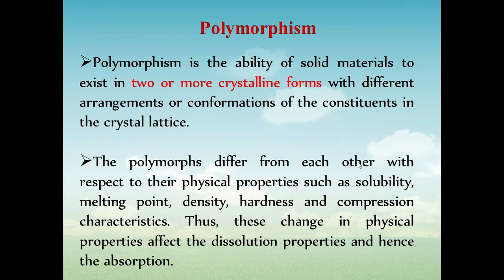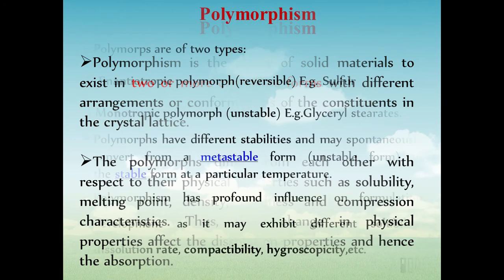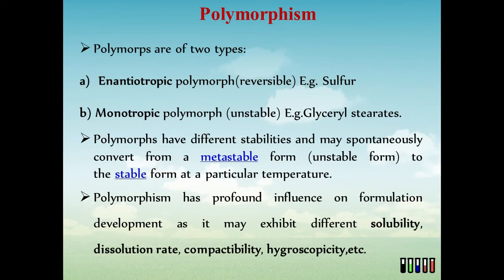It will have a direct impact on solubility, and solubility alters the dissolution behavior, and ultimately the dissolution behavior also alters the absorption of your drug. That's why polymorphism is a very important factor in drug absorption. Now, polymorphisms again: we have enantiotropic polymorphs, also called reversible, and the example is sulfur, and the second one is monotropic.